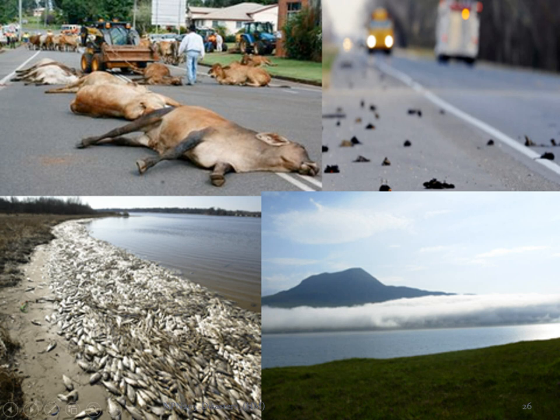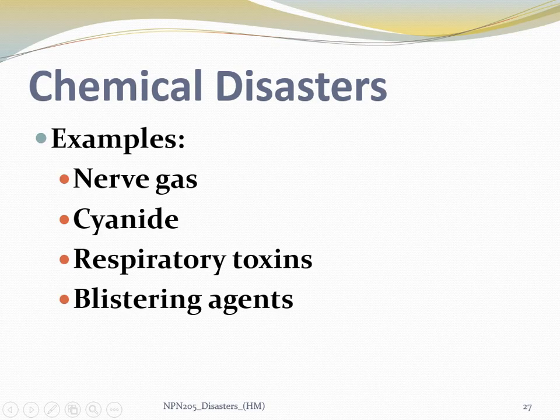Very clear. These are all dead birds laying on the road. All right. Examples for your chemical disasters: nerve gas, cyanide, respiratory toxins, and blistering agents.